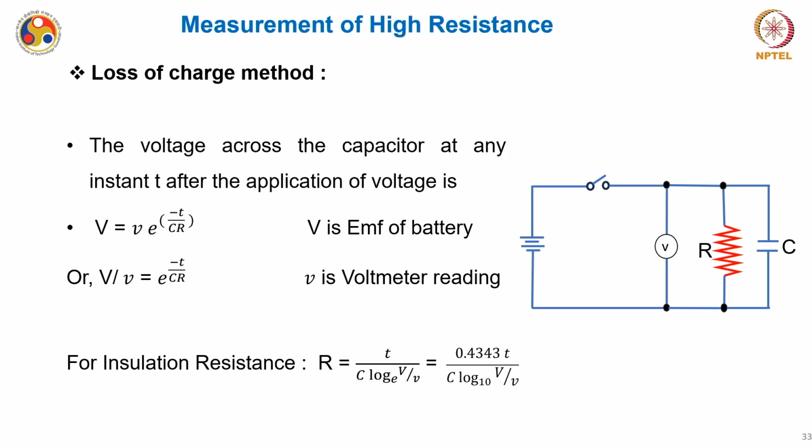So, the voltage across the capacitor at any instant of time, say t, after the application of voltage can be given as small v equal to V into e power minus t by CR. Or this voltage V can be given as this small v, which is the voltmeter reading, into e power t by RC. Alright, or this capital V by small v is equal to e power t by RC.